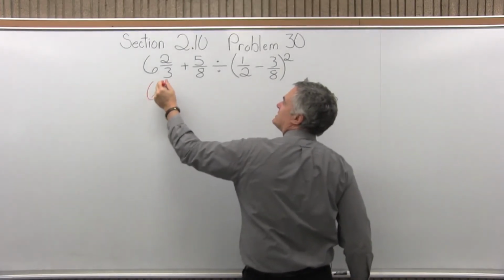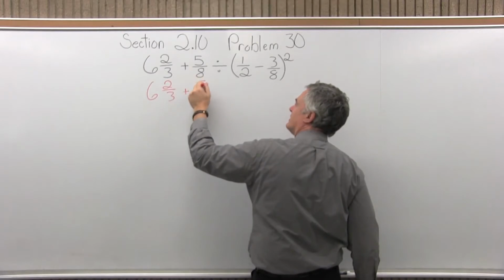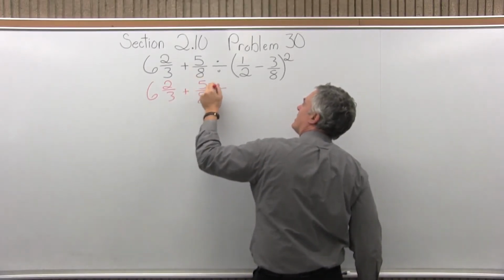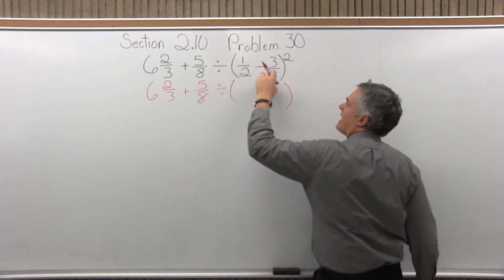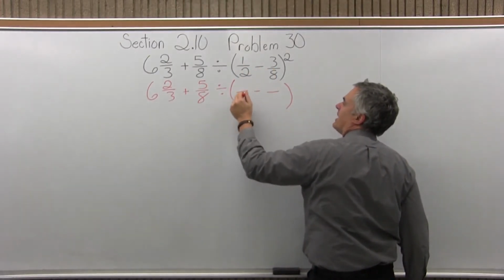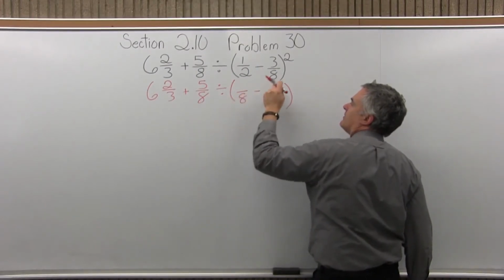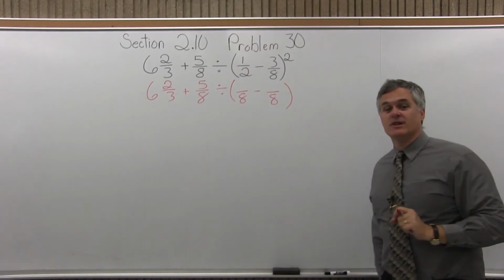So, I have 6 2/3, I'll leave that, plus 5/8, I'll leave that, divided by, I'll leave that for a minute. And now, in the parentheses, 1/2 and 3/8. So I need a common denominator. And a good common denominator would be 8. Of course, 8 divides into 8 evenly. 2 also divides into 8 evenly.